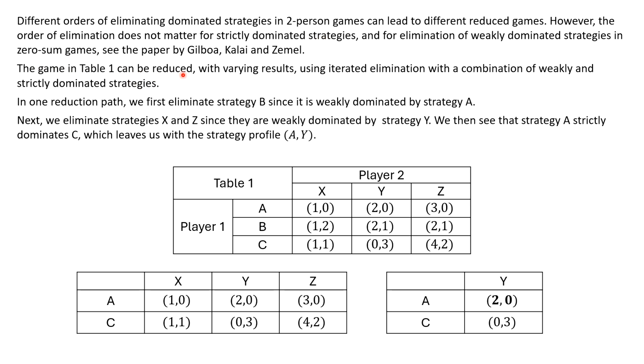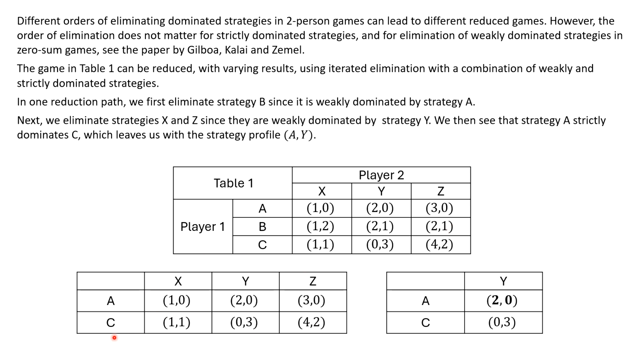So the game in Table 1 can be reduced with varying results using iterated elimination with a combination of weakly and strictly dominated strategies. So what we're going to see on this slide and the next is we can come up with different answers. And as I hinted to here, the problem is using these weakly dominated strategies. That's where you run into trouble. So in one reduction path, we first eliminate B since it's weakly dominated by A. You notice we have equality here, but then here A is greater than B, so we can eliminate B.